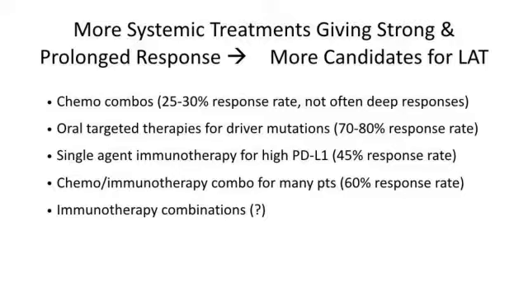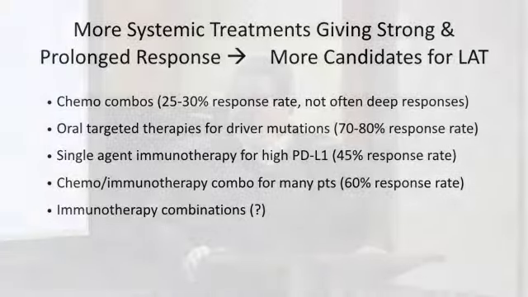And now, in most of the patients who don't have a driver mutation, we are choosing between immunotherapy alone and immunotherapy combined with chemotherapy, which has a response rate of 50 to 60%, approaching 60%. And so more and more of our patients have the potential of not only having their tumors shrink, but having it shrink a lot more and for a longer period of time.